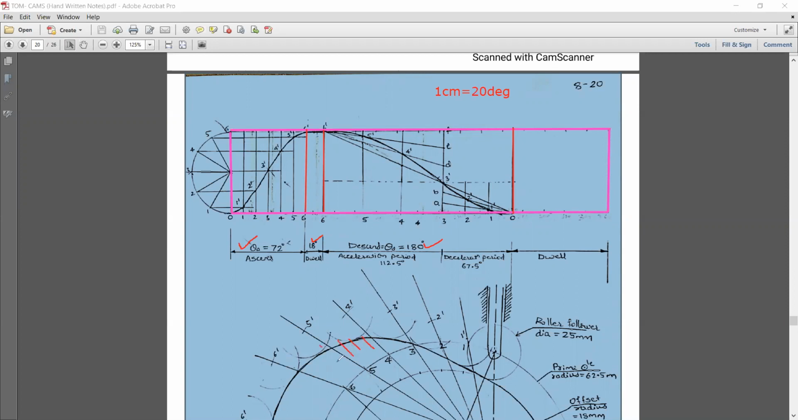Sir, here 1 centimeter is equal to 20 degrees, so in the second part, where it is 18 degrees, will it be less than 1 centimeter? Yes, exactly, it will be less. It means it is not 0.8 but 0.9 centimeter. This is 0.9 centimeter. Am I right? Yes, sir. Okay.